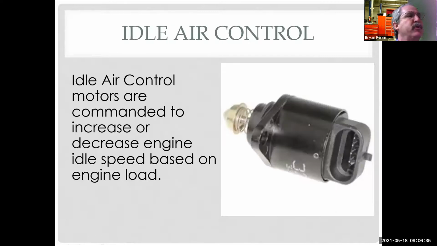And here's a picture of it for those of you that are not familiar. This one happens to be a GM, 4 wires going to it, 2 separate circuits. Here's the little cone that goes in and seats to seal off the air. And it backs off in order to allow air to go through it. And this is how we controlled idle speed for a number of years before we went to drive-by-wire technology.